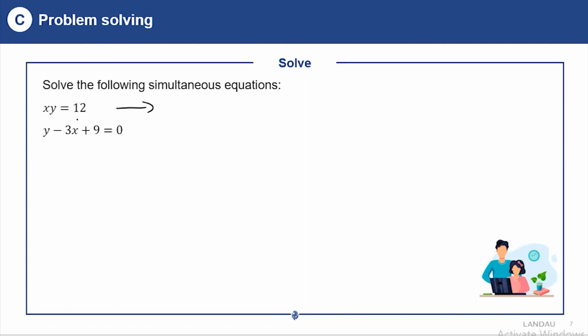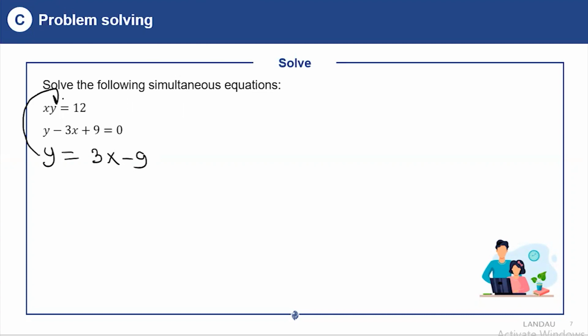In this case, we can write x equals 12 over y. But here we got a fraction. As I mentioned before, we always try not to get fractions for easier calculations. For this reason, it would be better if you use the second equation to rearrange. So for example, you can write y equals 3x minus 9. As you see, here we got linear and all of the coefficients are whole numbers. So let's take this y and plug into the first equation.